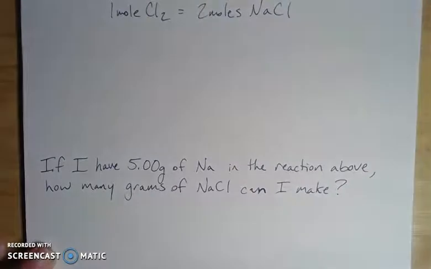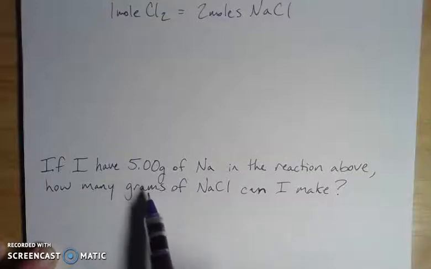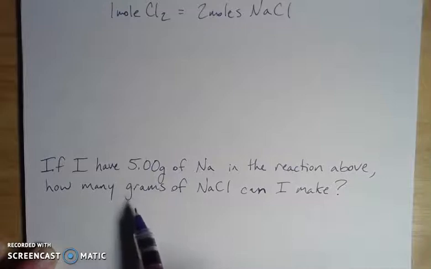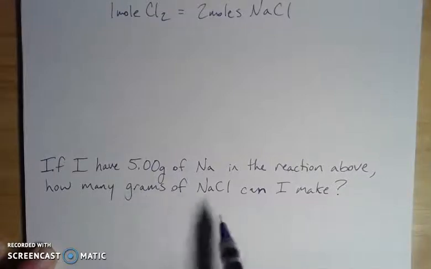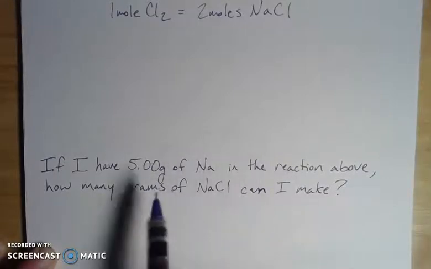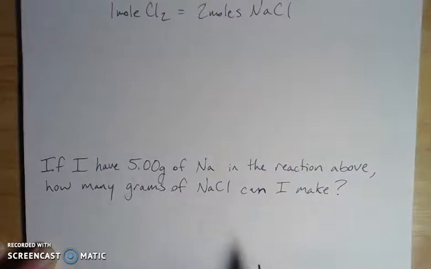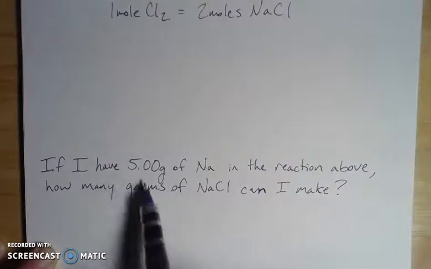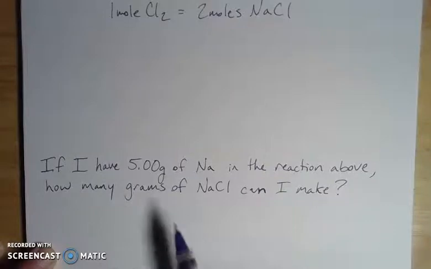All right, if I have 5 grams of sodium in that reaction above, then how many grams of sodium chloride can I make? Now, this is incredibly practical in an experimental sense. If I'm going into the lab, this is a very practical way of thinking about things, because if I have a specific amount of starting material and I want to get to a specific product, then I have to figure out how much product I can make maximum from this amount of material, right? So if I have 5 grams of sodium laying around my lab, how many grams of sodium chloride am I going to be able to produce?